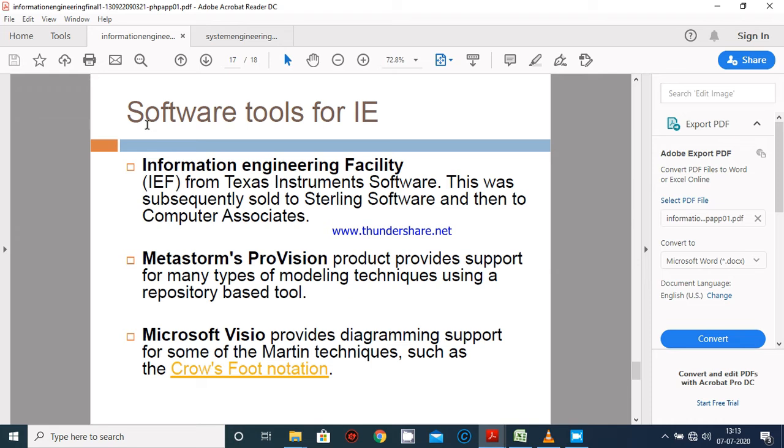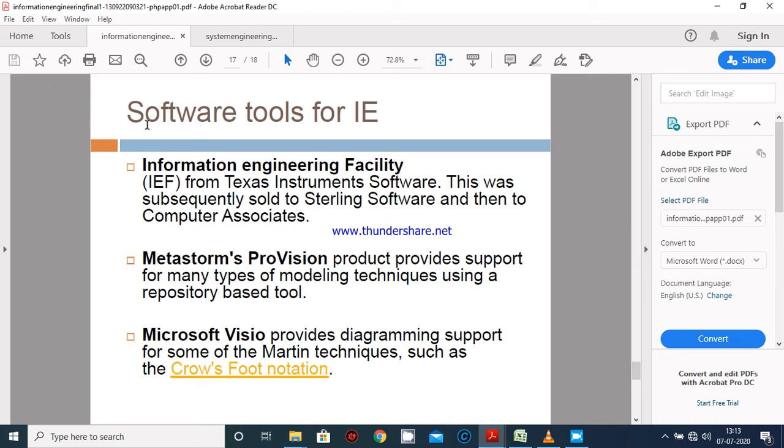Now all these things will be implemented with the help of tools. So here the topic is software tools for IE. Basically, it's a topic for implementing an information engineering project in computer science and engineering or information technology. This is the digital era, so it will be very helpful for digitization. So here are the software tools for information engineering.